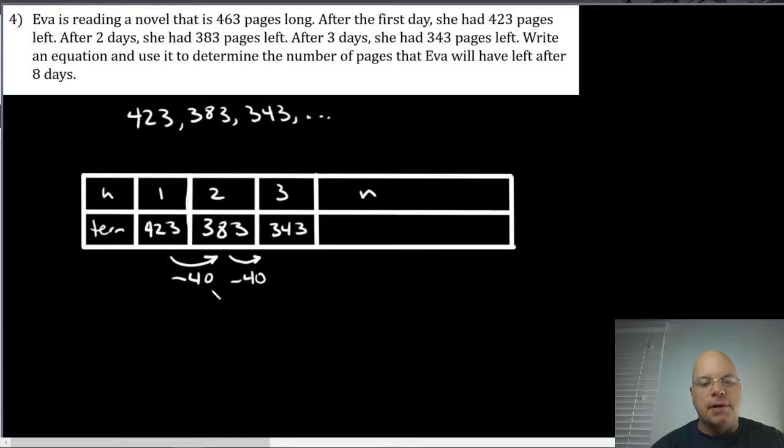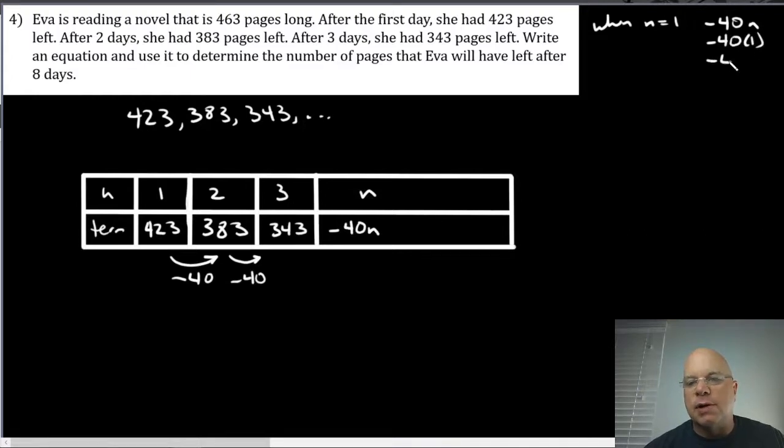That common difference is the coefficient of the variable term, so negative 40n. But then we have to adjust it, because we know that if n equals 1, negative 40n would be negative 40 multiplied by 1, which is negative 40. But this first term is not negative 40, it's 423.